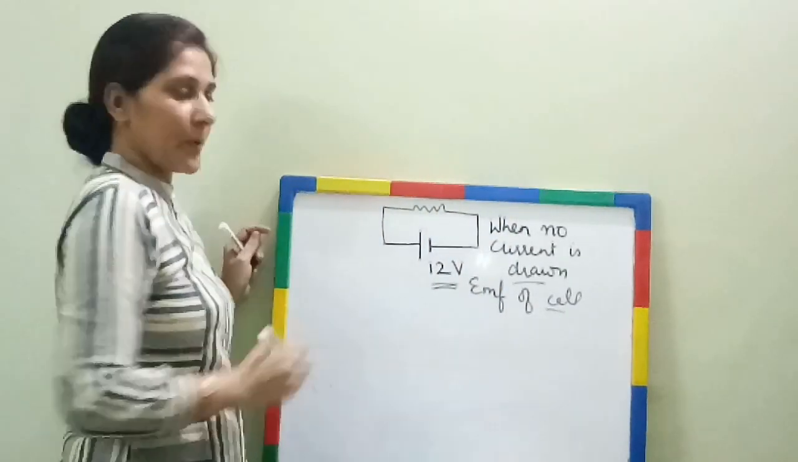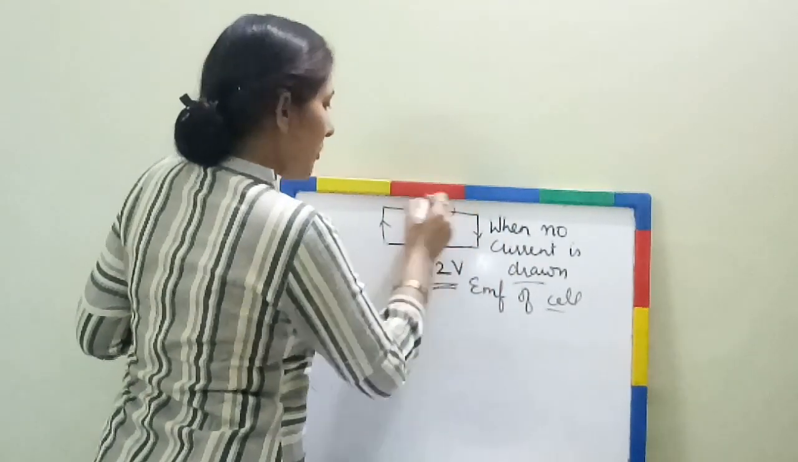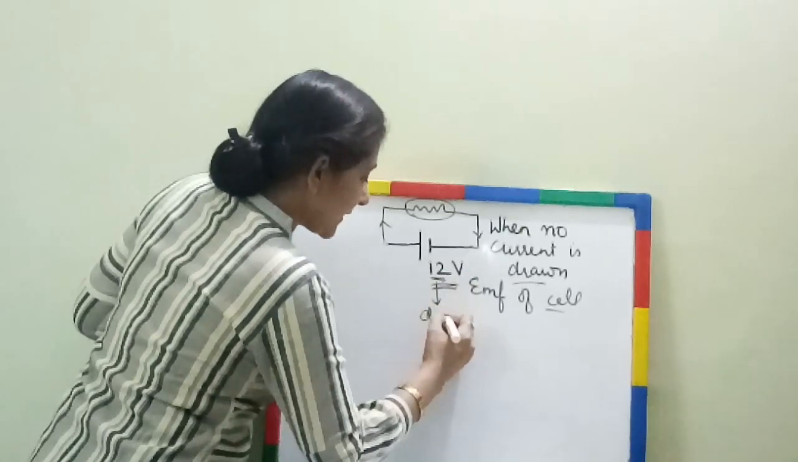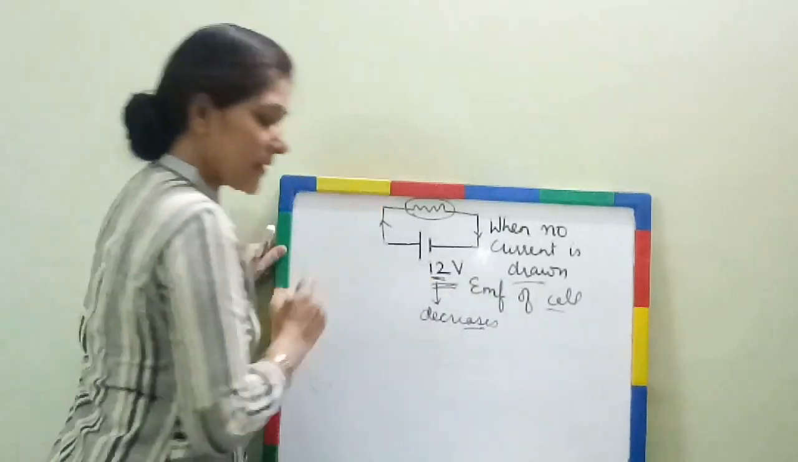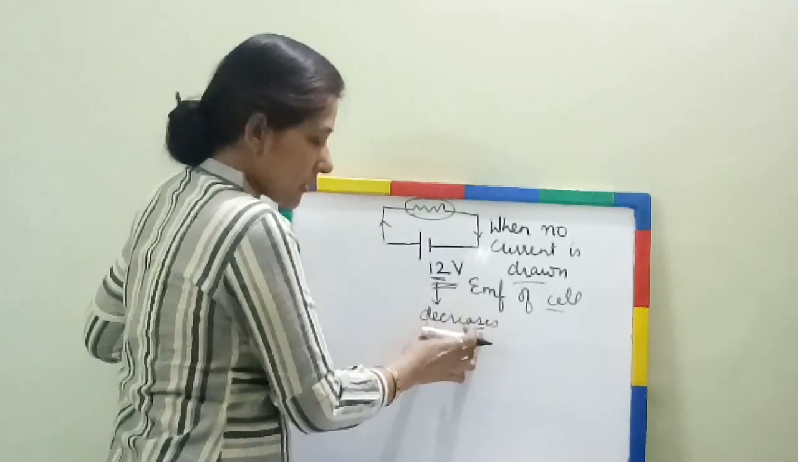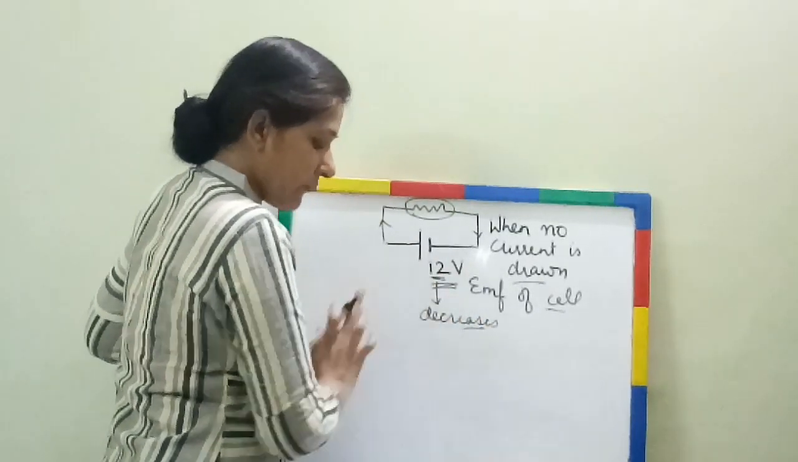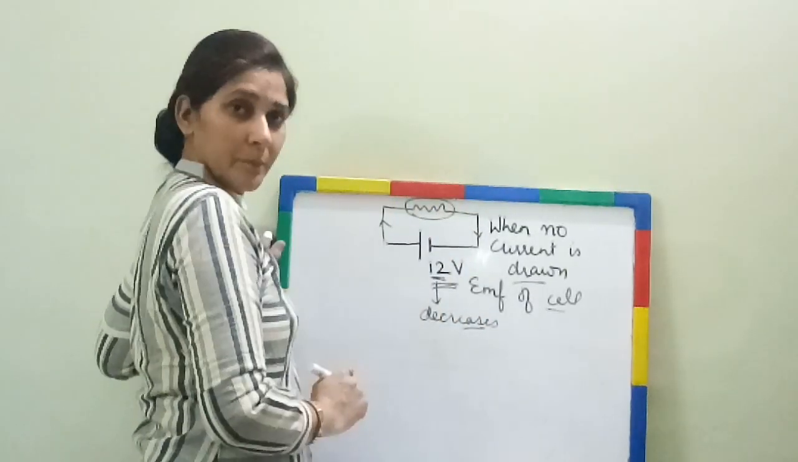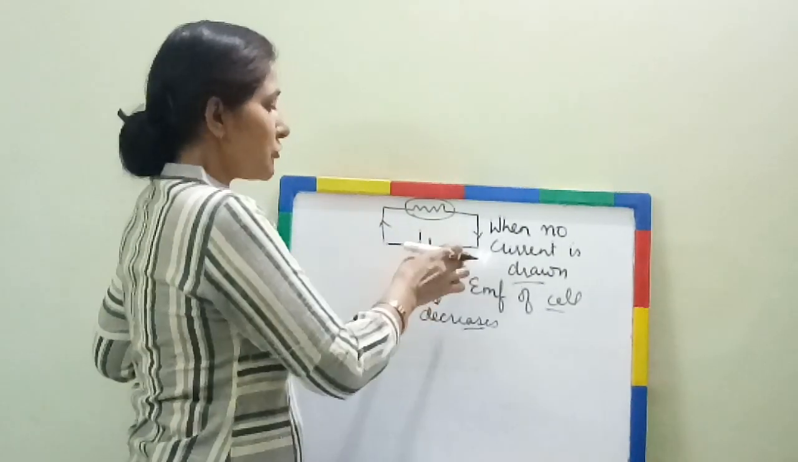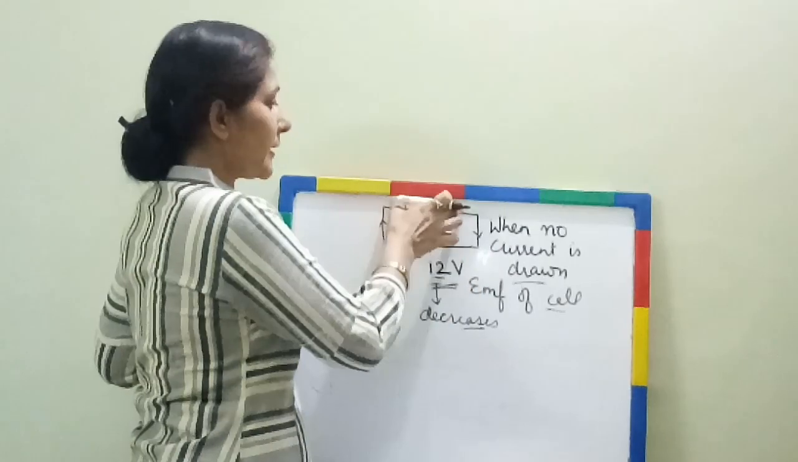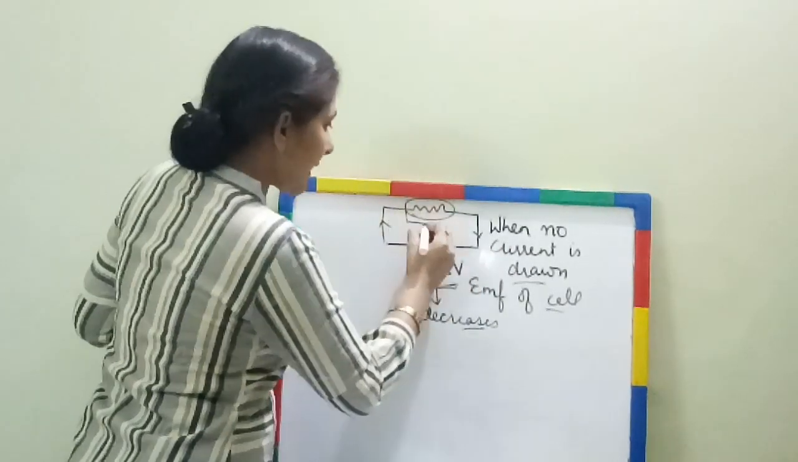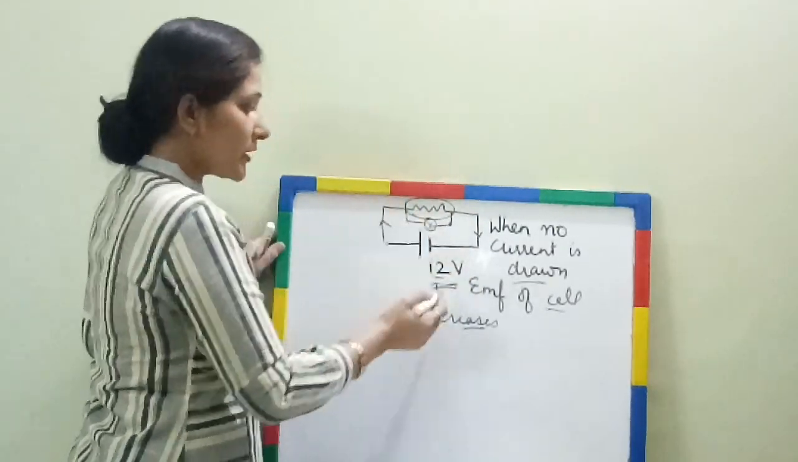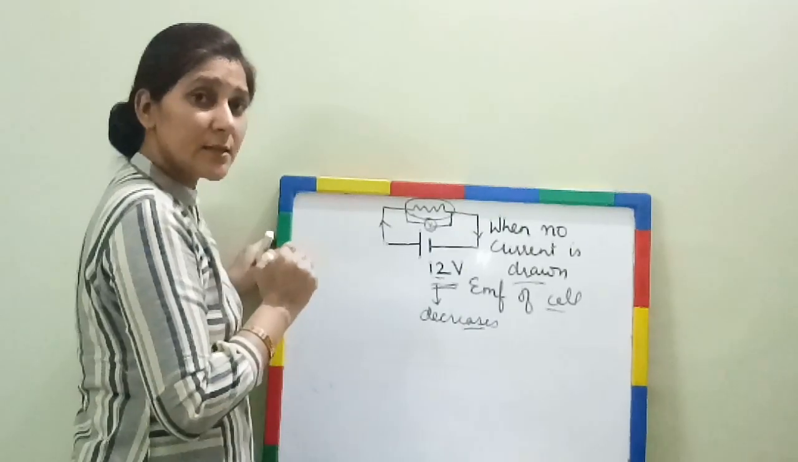Now what will happen? The current will start flowing. This electrical component draws the current and the value of this potential difference decreases. This is what I was telling you. You can say the EMF decreases. How can we come to know? If we attach a voltmeter over here in parallel, the reading in the voltmeter should be 12 volt, which is the EMF.